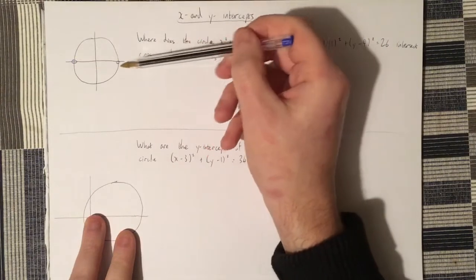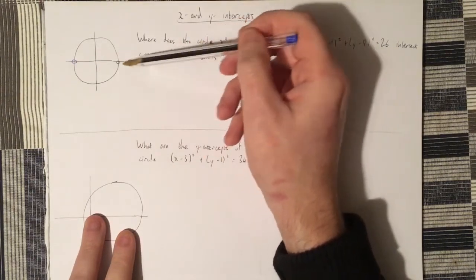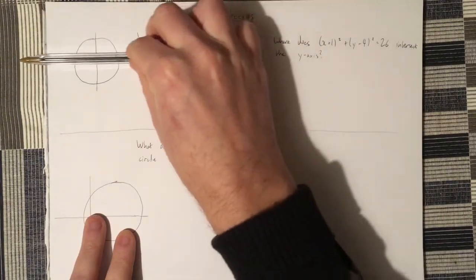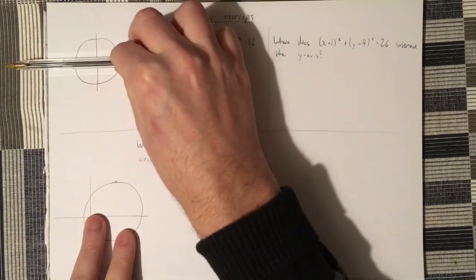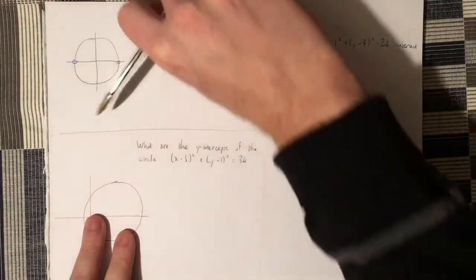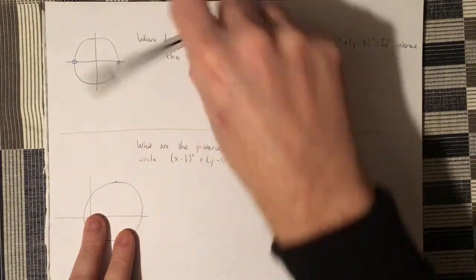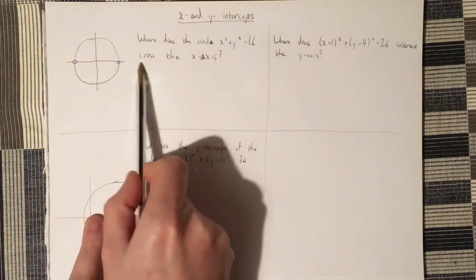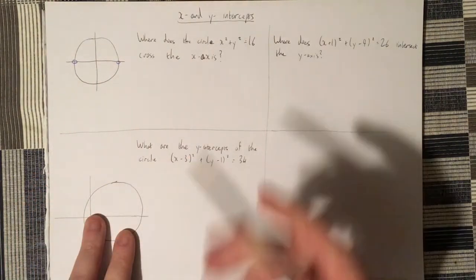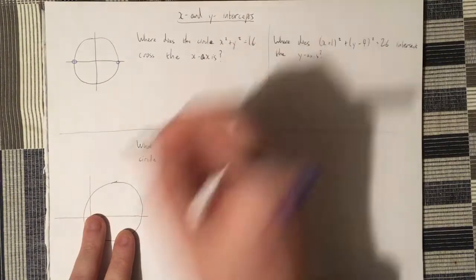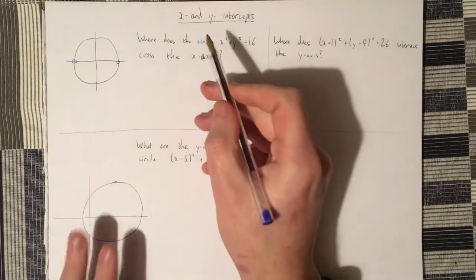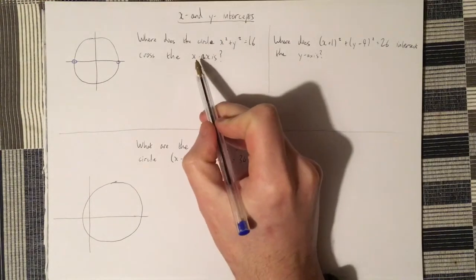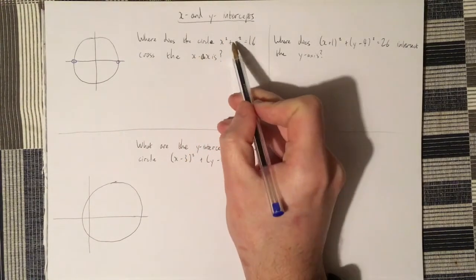Any graph or curve or line crosses the x-axis where y is 0. So it crosses the x-axis on the x-axis, which means you haven't gone up or down. You haven't gone up into the y's or down into the y's. So your y is exactly 0 along this line. So what you're going to do is sub in 0 for y. It's just the other way around to what you might think.